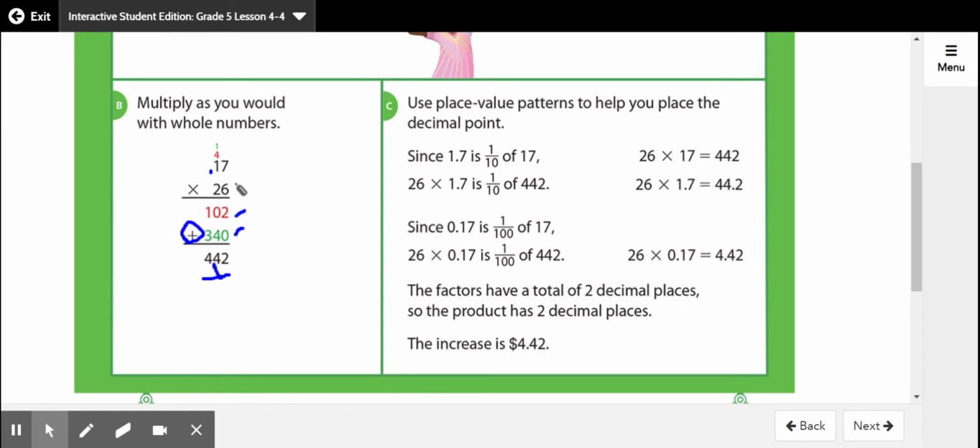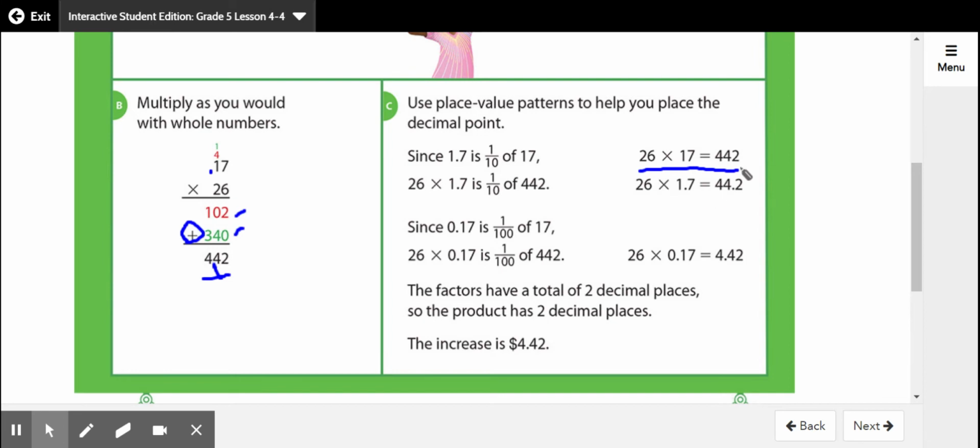So what they're trying to say is if you times 26 times 17, you would get what we got. Yay, 442. But if you times 1.7 times 26, well, 1.7 is a tenth of 17. So that means your answer would be a tenth of this 442.